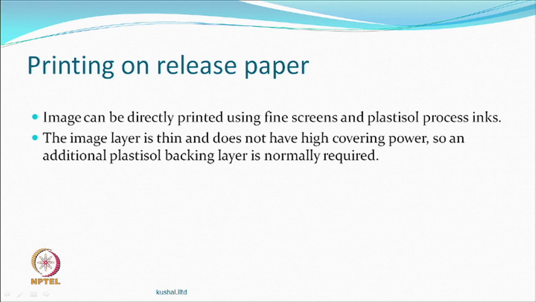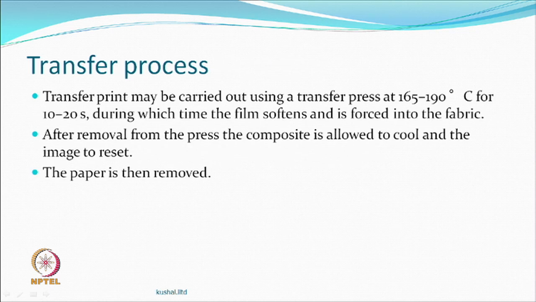So, you have a release paper, then you can print actually by any method. People can use screens to print. Sometimes it may have an additional backing layer, because the plastisol print is very thin. So, you may have a backing layer which can give a bit more stability, so the film could get a bit of an easy transfer. That is all; I think we are looking at the possibility of transfer printing.